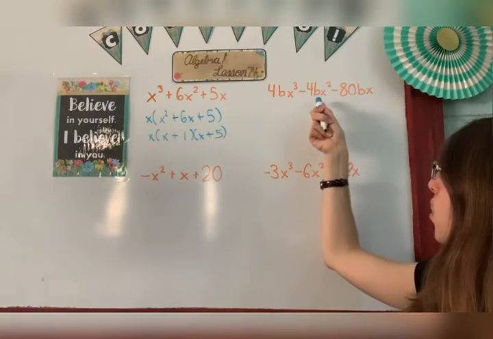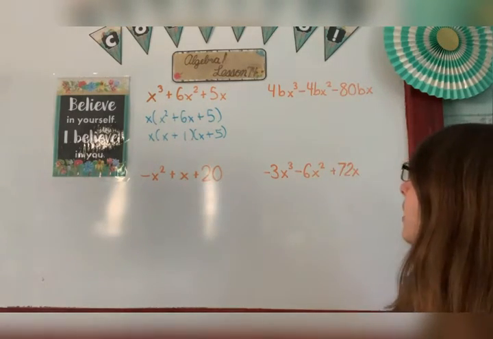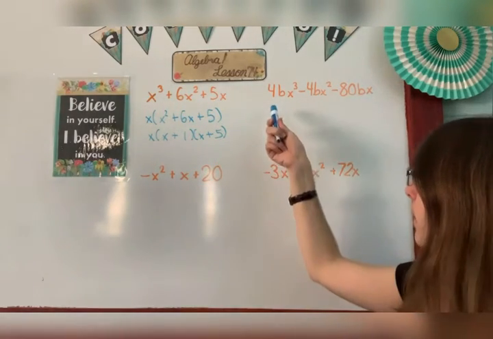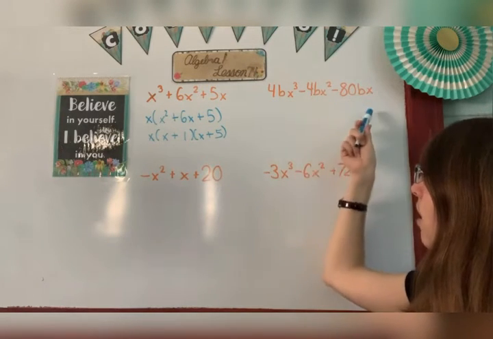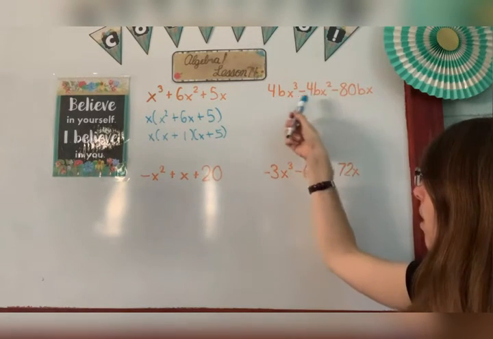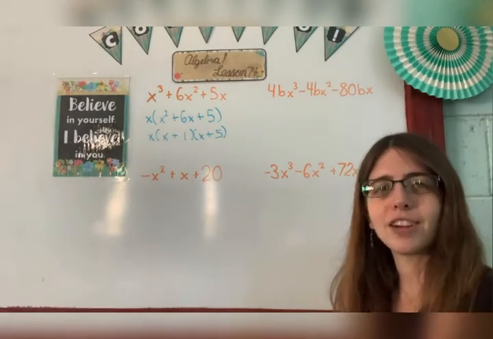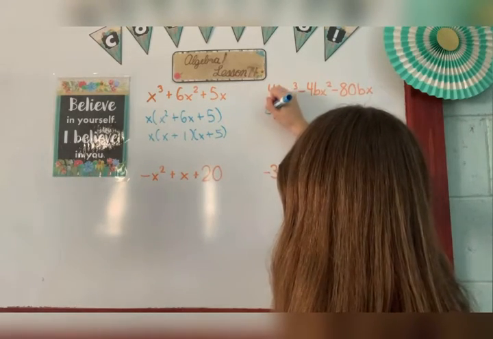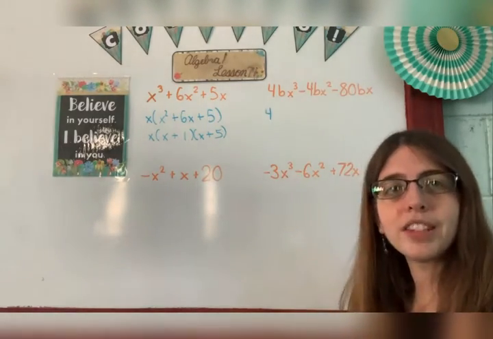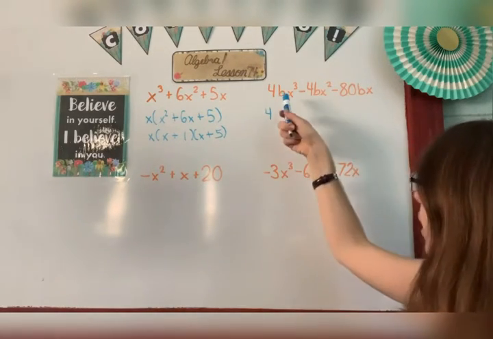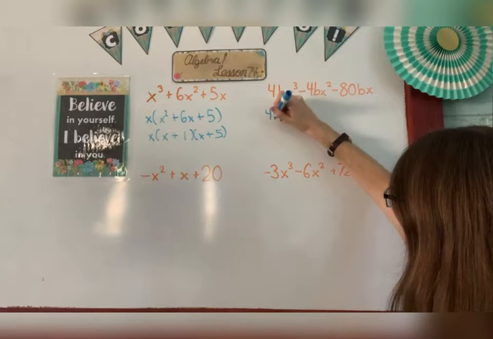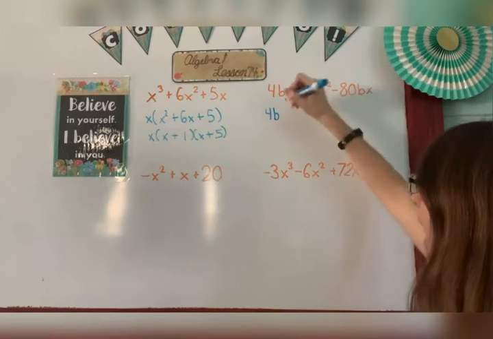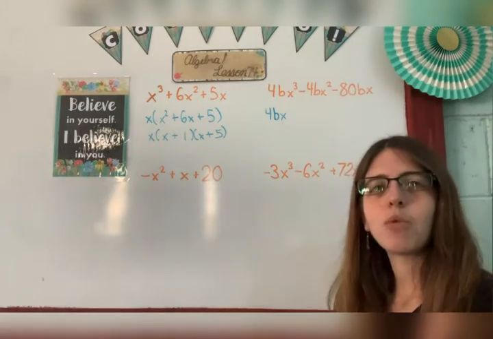4bx cubed minus 4bx squared minus 80bx. All right, what's their greatest common factor? Well, for numbers, their greatest common factor would be 4, because 4 is the biggest factor of 4 and negative 4. It's also the biggest common factor with negative 80. So I know that 4 is the numerical greatest common factor, but how about my variables? Well, they all have 1b. How about x's? Do they all have x? Yes, they do. The greatest number that they all have is 1x. So 4bx is my greatest common factor.